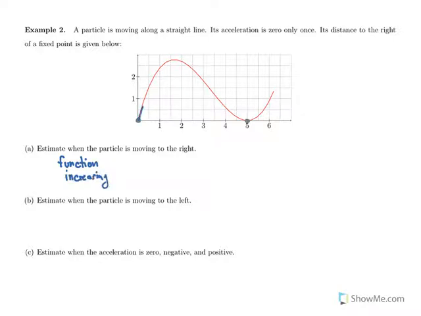So let's just kind of sketch where this is going to be. We're increasing here, increasing here. So that's going to be on the interval 0 to about 1.7 maybe, and 5 to, call that, 6.25.